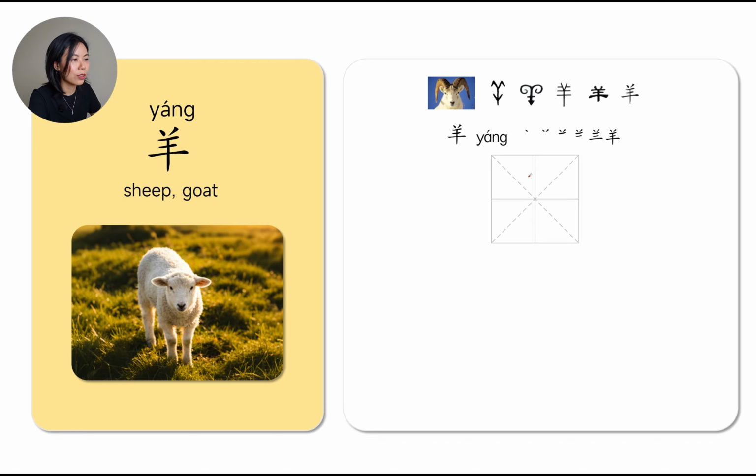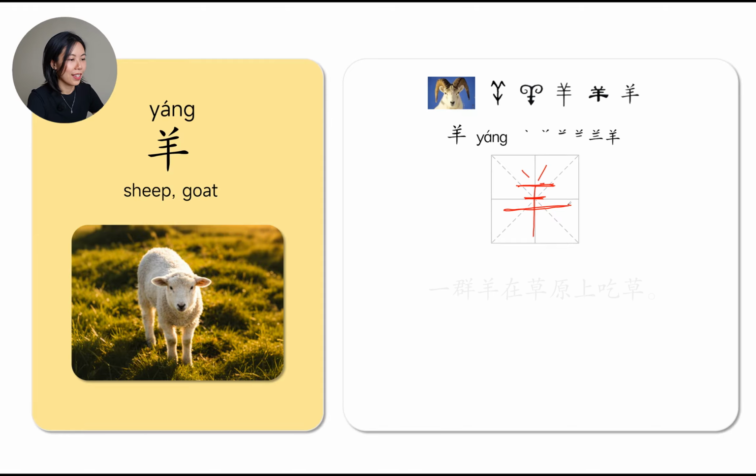So we have two dots on the top to represent the horn. So we got 1, 2. Okay? And then let's continue. 3, 4, 5, 6. As you can see, this stroke is medium long. And this one is the shortest. And this one is the longest.